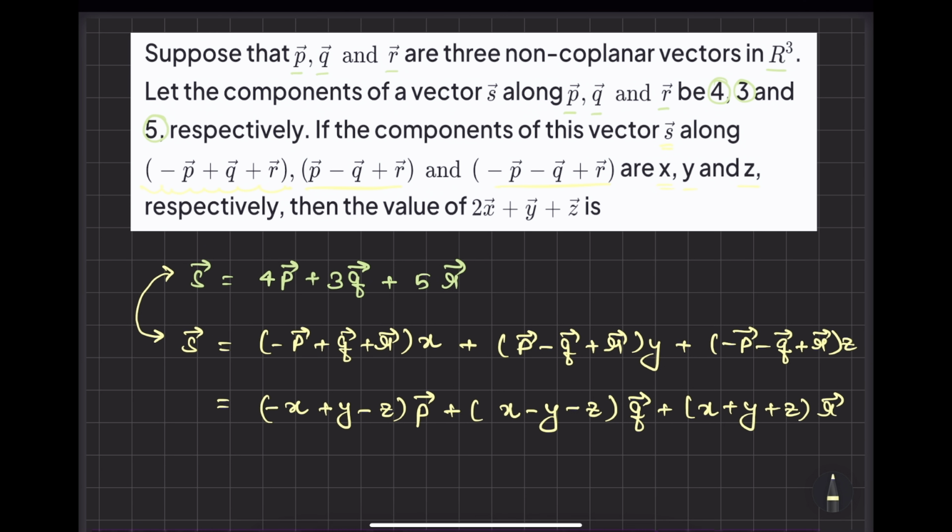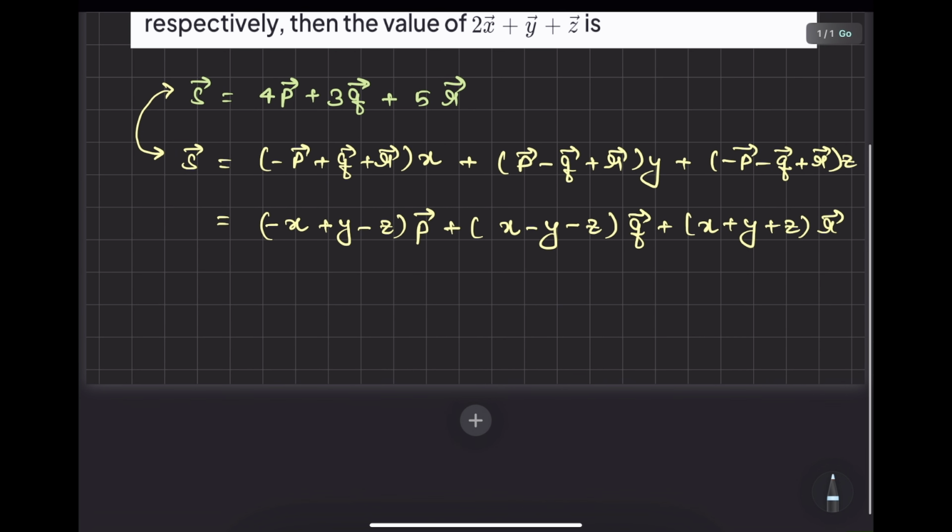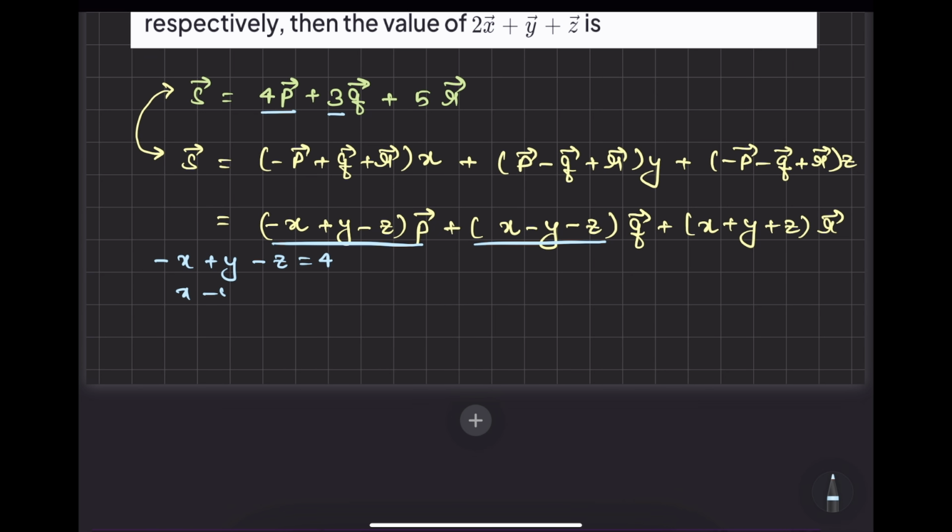So you already have both the vectors. Now you need to do a comparison. So look at this. Can I write minus x plus y minus z equals 4? You can compare this with this. Same with this, so x minus y minus z equals 3. Then we have x plus y plus z equals 5. Now call these A, B, C.